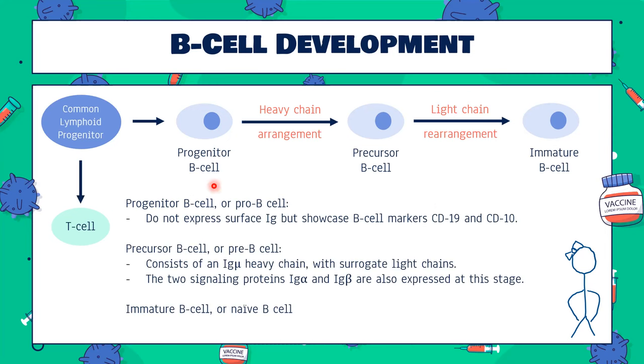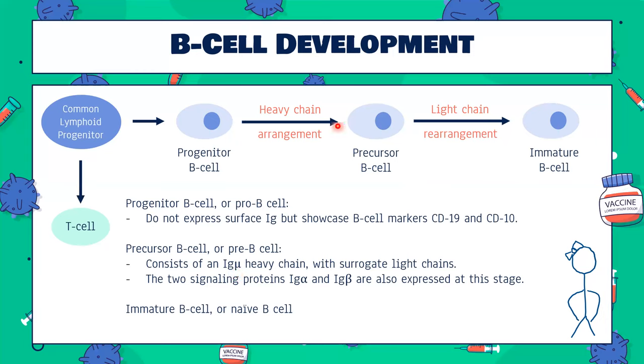Okay? So progenitor B cell or pro B cell, they do not express surface IgG. But they showcase the B cell markers, which are, I told you guys, she's about 19 to 20 years old. She's our age, so 19 and 10. This progenitor cell does not include IgG, but after the heavy chain rearrangement and it's becoming a precursor cell, it will have an immunoglobulin. Once it does have this immunoglobulin, it always starts off with the mu FC region. So this is going to be IgM. Okay.